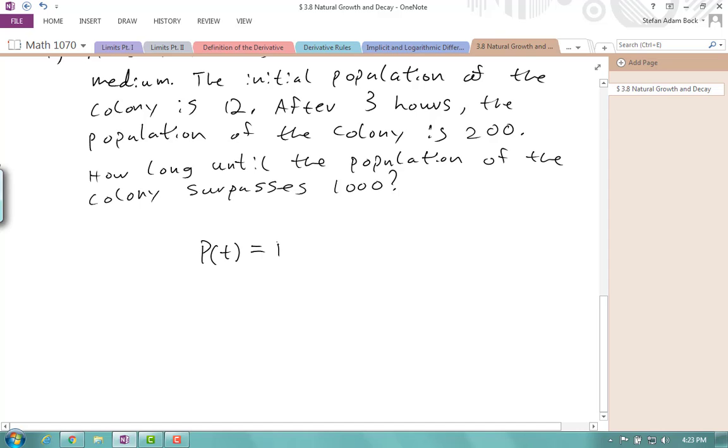For the specific letters I'm going to use for this problem, I'm going to use P for population, and I'm going to have the initial population times e to the kt. Now my problem has given me enough information to find out what the rate constant is, because I know the initial population is 12.